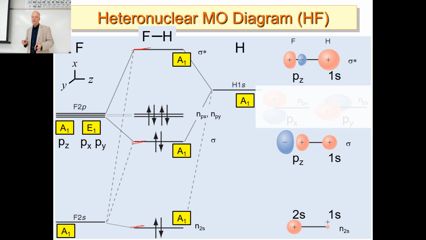Now the px and py do not have anything to mix with on the hydrogen. There's nothing in the hydrogen atom that it can interact with. So there's no E1 atomic orbital that's occupied on hydrogen. There are px and py orbitals on hydrogen theoretically, but they're way high in energy. There are no electrons in there. They're unoccupied.